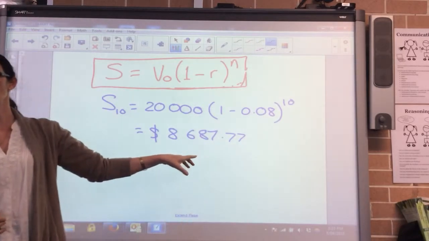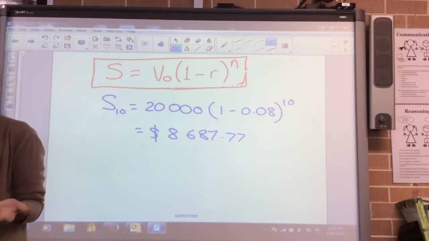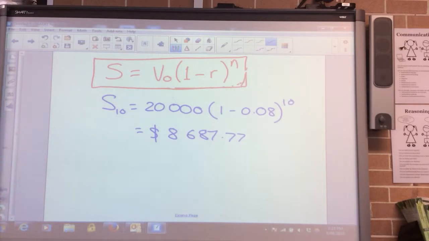Money is always 2 decimal places, unless the question asks for the car's value to the nearest dollar. Okay, in which case you need to round it to the nearest dollar.